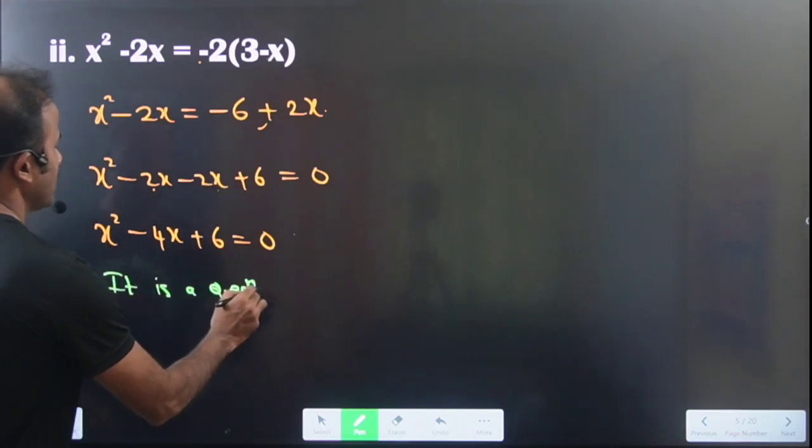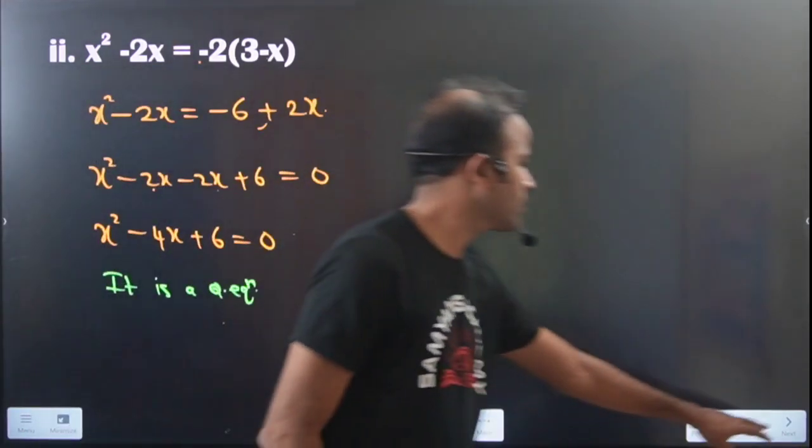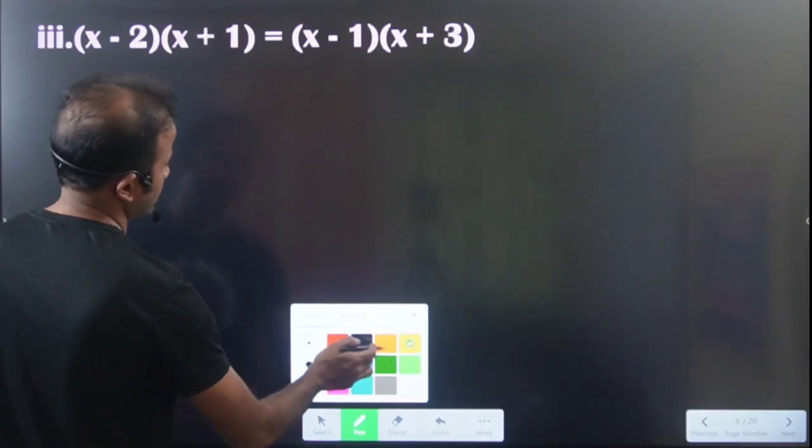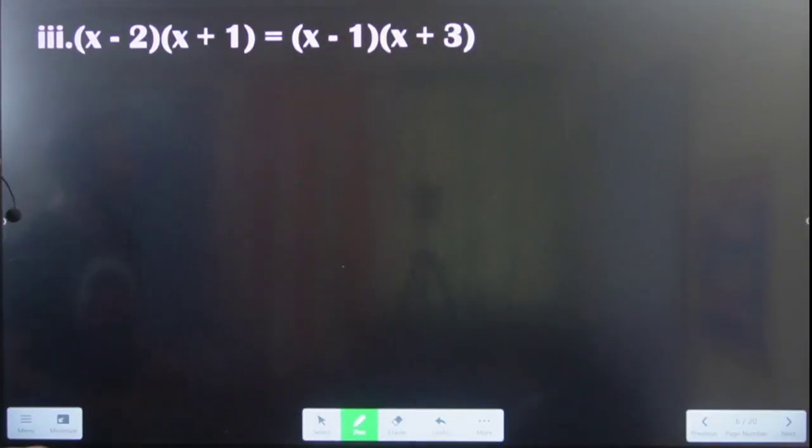Therefore we can call it a quadratic equation. Move on to the next question. Okay, so now what you have to do, just multiply, try to convert in the form of ax square plus bx plus c equal to 0.